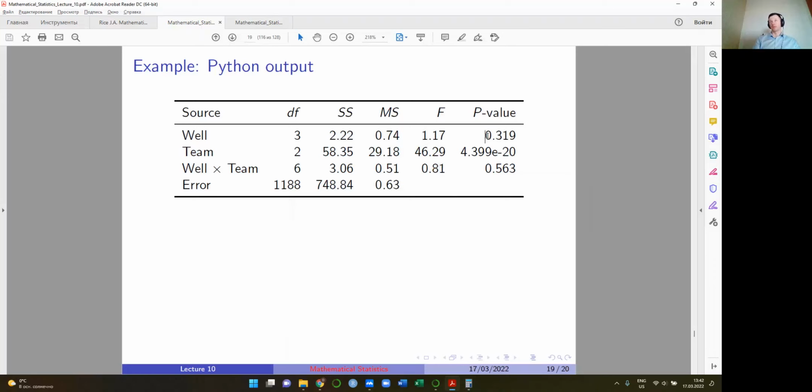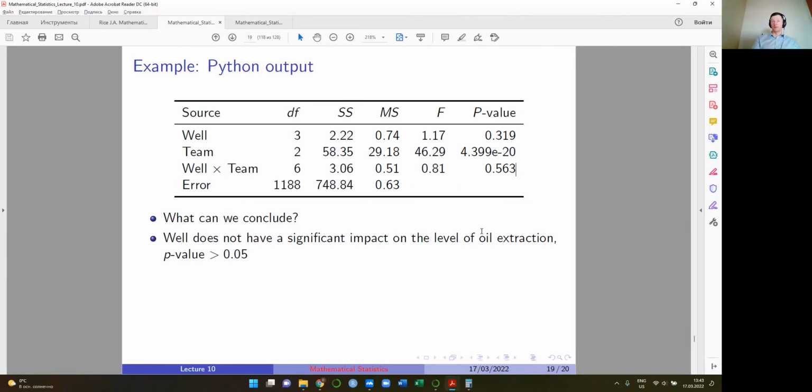And look, what do we have? We have p-value for val is 0.32. P-value for team is like 4.399 times 10 to the power of minus 20. It's a very small number, almost 0. And this one is 0.56. So what can we conclude about the significance of these factors and their influence on the production of oil?